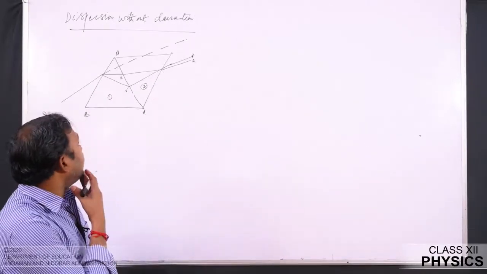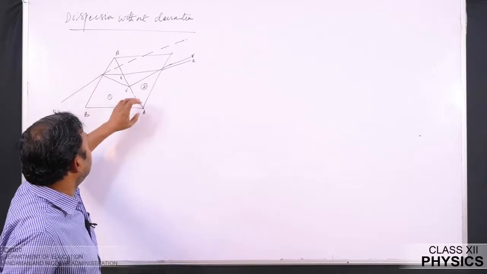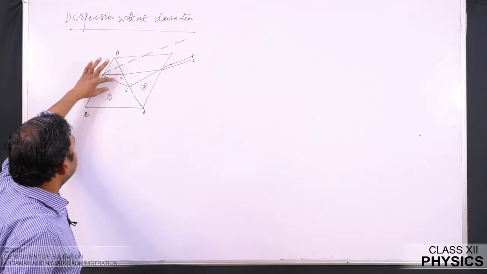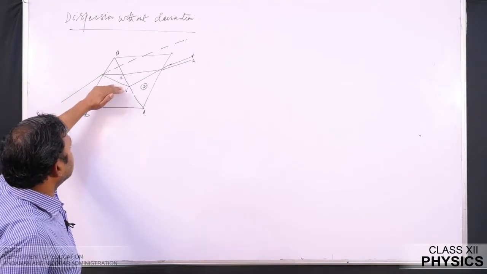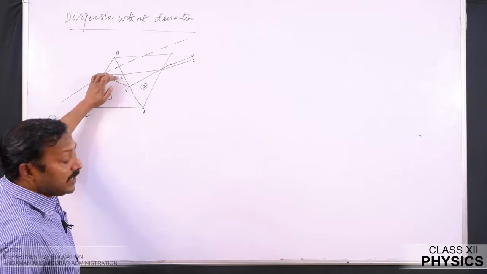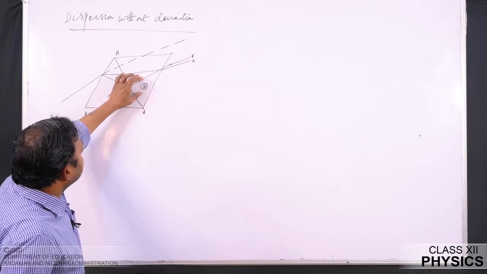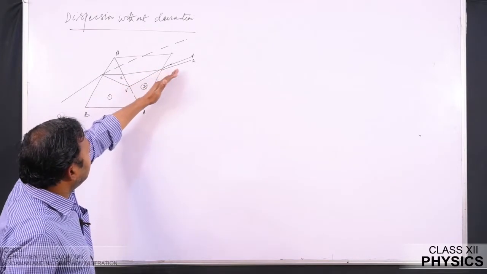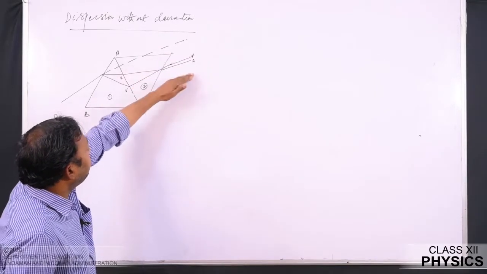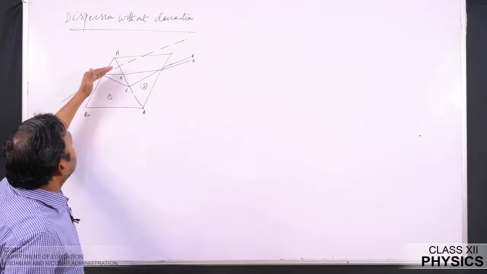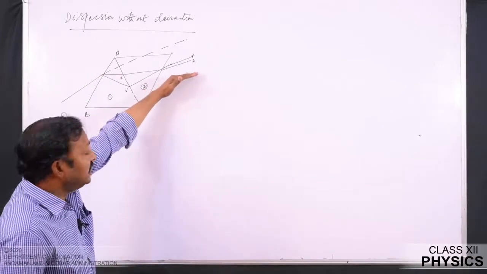Next we will see the dispersion without deviation. Here two prisms are arranged opposite to each other. When a beam of light enters the first prism, it splits the incident beam, that is, it disperses the incident beam into its constituent colors. The extreme colors are shown here, red as well as violet. When these two rays enter the second prism, they are again refracted through the last end of the second prism. After refraction, the refracted beam moves parallel to the incident beam, so that the deviation between the incident as well as emergent rays is 0.